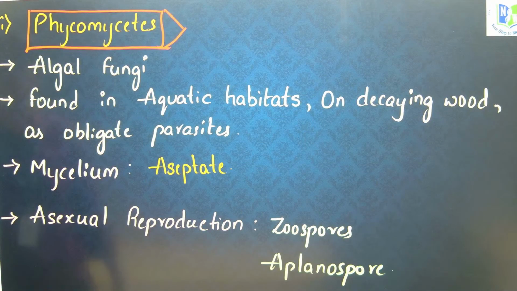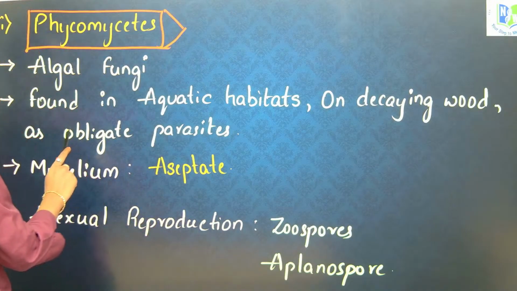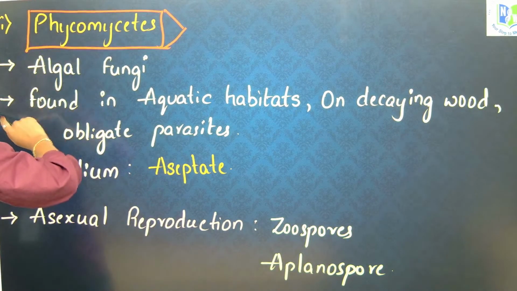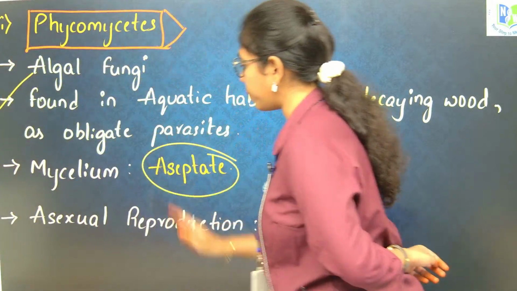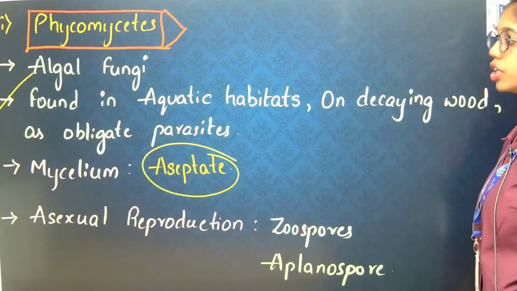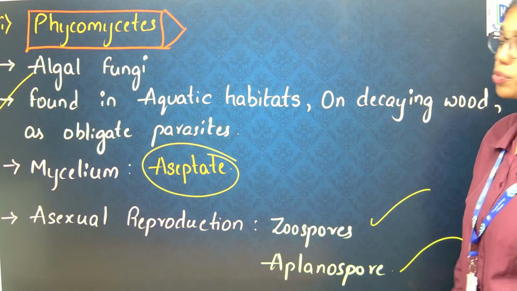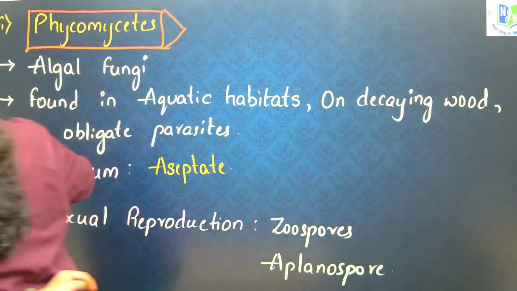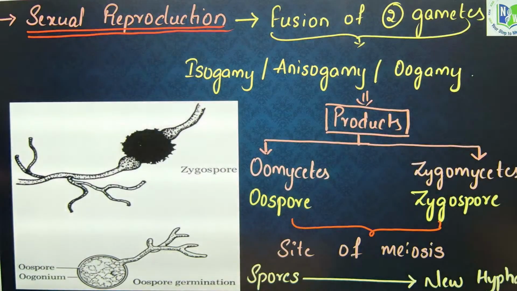And then Phycomycetes, which is the algal fungi. These are found in the aquatic habitats, on decaying wood, and as obligate parasites. Mycelium is aseptate. Asexual reproduction is through motile zoospores and non-motile aplanospores. And then sexual reproduction. Sexual reproduction is by fusion of 2 gametes.